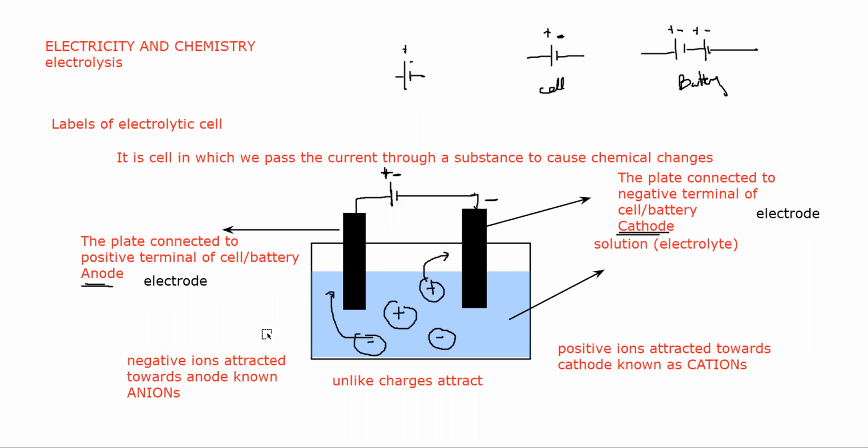The solution through which we are passing the current is known as electrolyte. And within the electrolyte, there are positive and negative charges. As we know, unlike charges attract each other, so positive ions are attracted towards the negative plate, which is cathode, and positive ions are known as cations. Negative ions are attracted towards the positive plate, which is anode, and due to this reason, we call them anions.